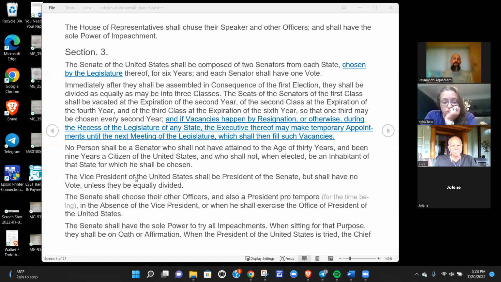Okay, the Senate shall have the sole power to try all impeachments. So the House of Representatives impeaches, the Senate puts them on trial. So when sitting for that purpose, they shall be on oath or affirmation. What is an oath or affirmation? I'm just going to look that up. Oh, there you go. See, me speed reading again.